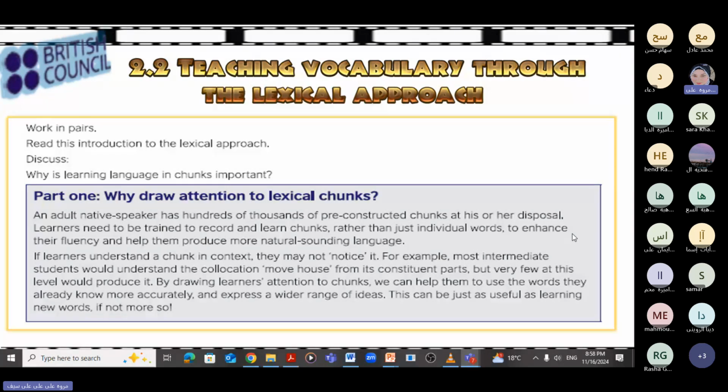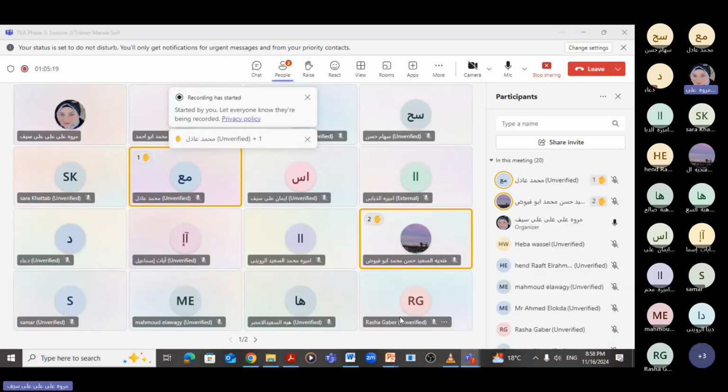Okay, 2 minutes are over. Time is up. Now time for sharing. So why is learning language in chunks important according to this part of the article? Raise hands if you're ready to share. Let me check raised hands. We have Mr. Muhammad raising hands.